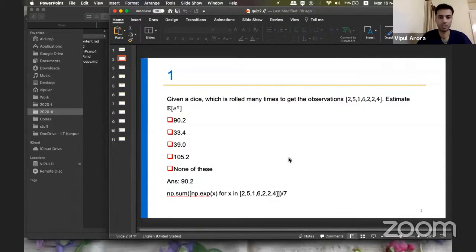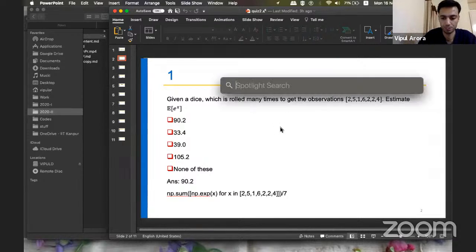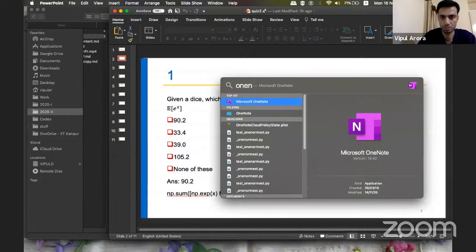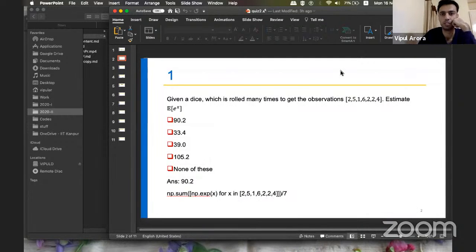First question: a dice was rolled many times. So the basic understanding here is, just a minute, let me open my OneNote where I can write. So basically this question is, you want to find the expectation of e to the power x.